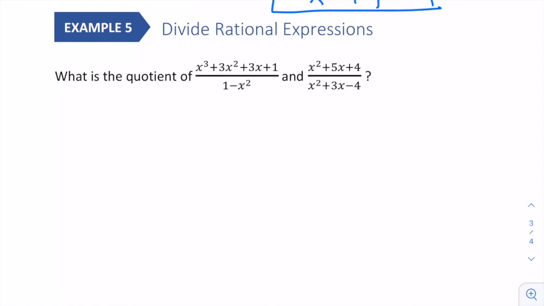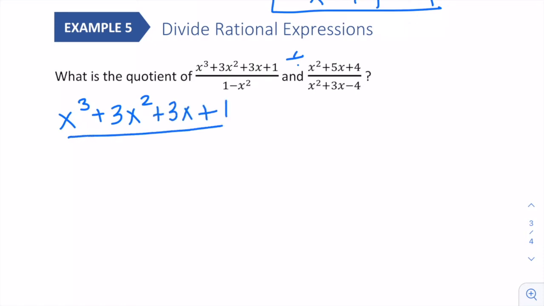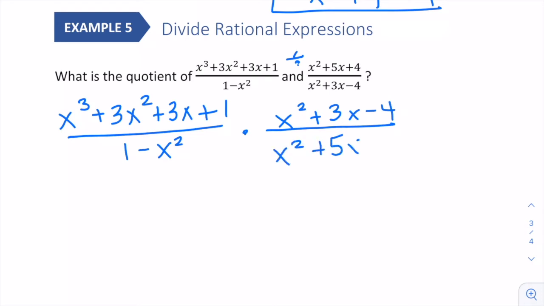For example 5, we're going to start dividing rational expressions, and it's very similar. So remember, if we're going to divide, it's the same as multiplying by the reciprocal. So I'm going to rewrite the first rational function. So x cubed plus 3x squared plus 3x plus 1 over 1 minus x squared. And then we're going to multiply by the reciprocal of the second fraction. So we have x squared plus 3x minus 4, which is in the denominator, now it's in the numerator, over x squared plus 5x plus 4.